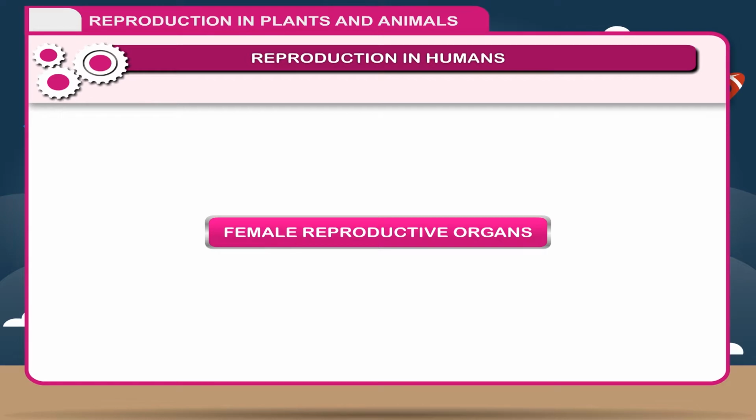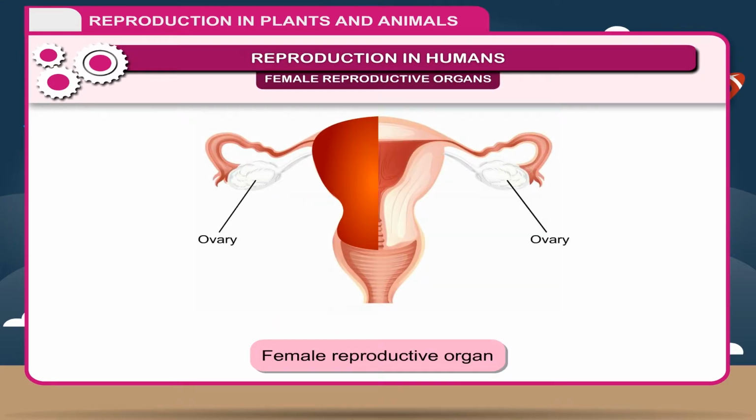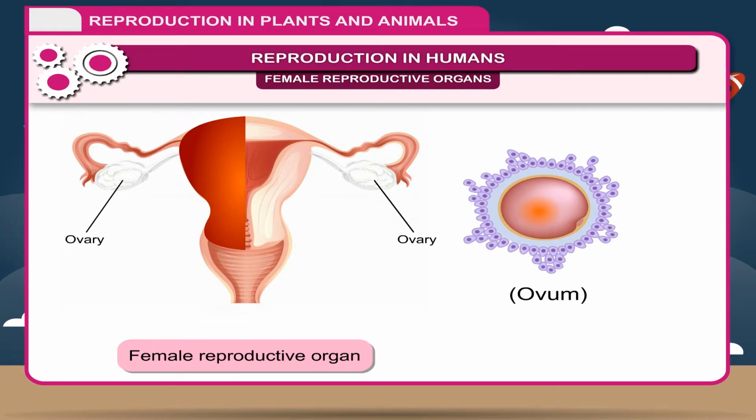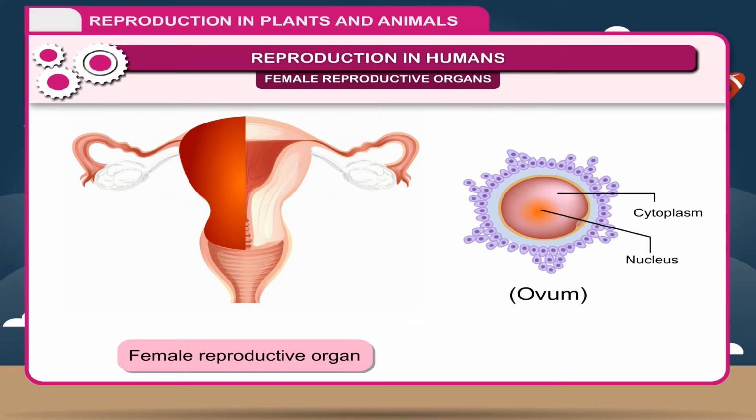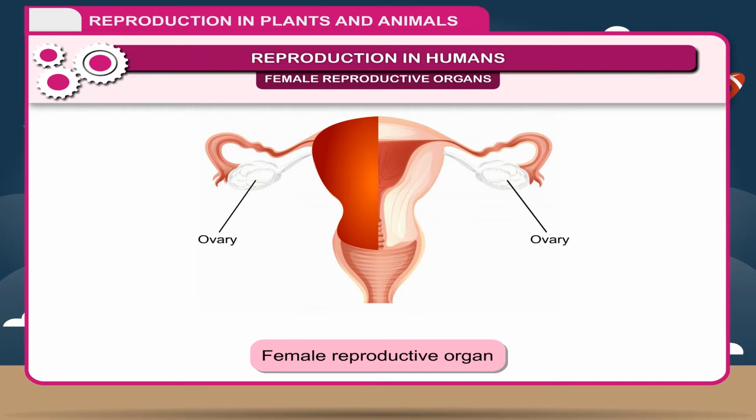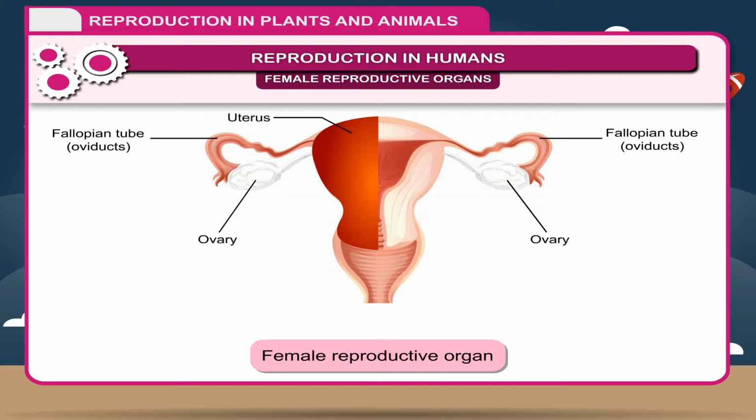Female reproductive organs. 1. Two ovaries are present which produce ova alternately. 2. An ovum is a rounded structure with dense cytoplasm and a well-defined nucleus. 3. Adjacent to the ovaries, two tubes called fallopian tubes or oviducts are present which join the uterus. Fertilization takes place here.